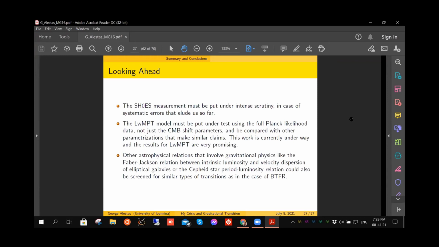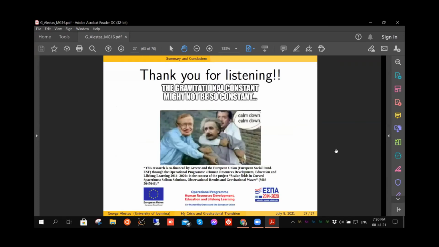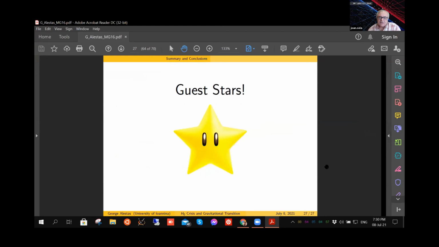And we could also consider some other statistical relations that involve gravitational physics, such as the Faber-Jackson relation between the intrinsic luminosity and the velocity dispersion of elliptical galaxies, or the Cepheid star period-luminosity relation for similar types of transitions, as in the case of the PTFR. So thank you. Thank you very much, George, just in time.